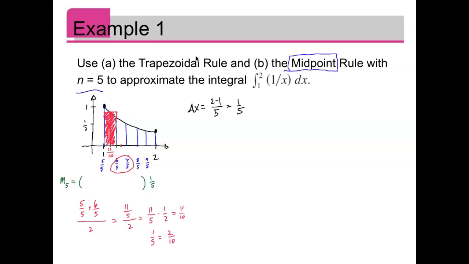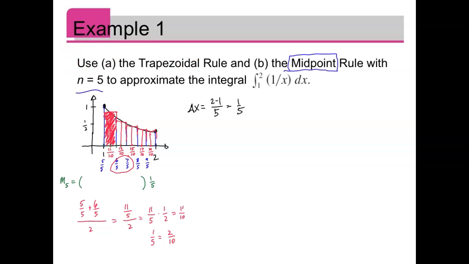1/5 is 2/10. So if I add 2/10 to 11/10, what do I get? All right, and then what's the next one? 15/10, and then what's the next one? 17, and then 19, right? And that's what's going to get us our heights based off the midpoints. Great.